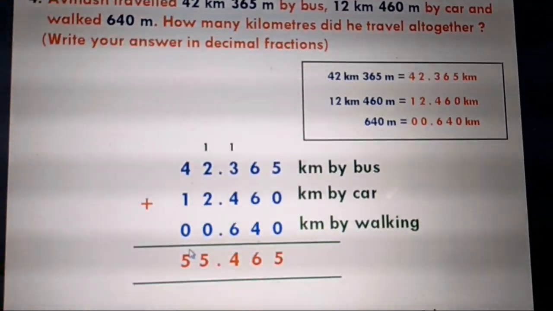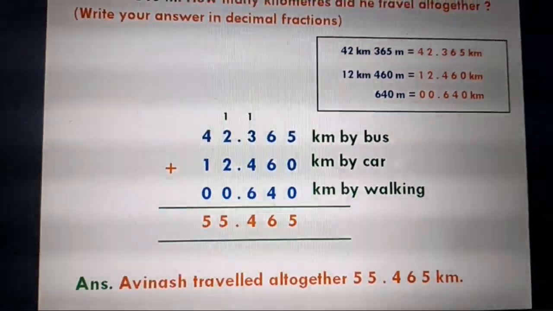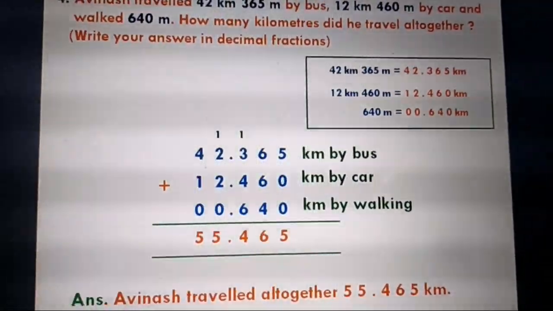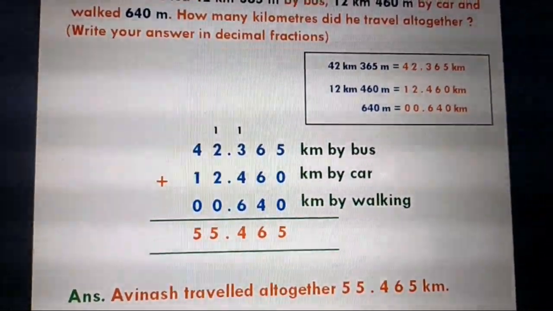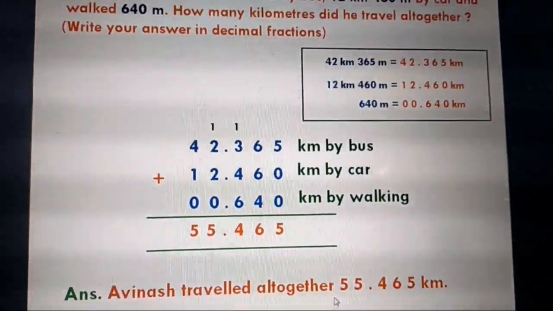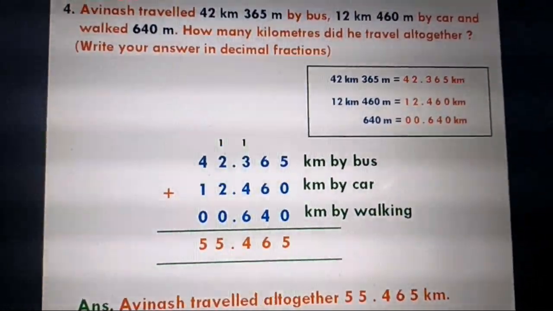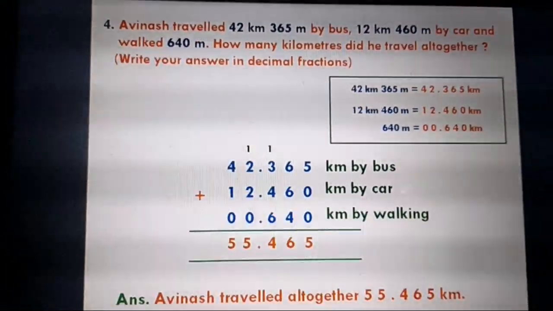It means total is 55.465 kilometer. So Avinash traveled altogether 55.465 kilometer. Clear?